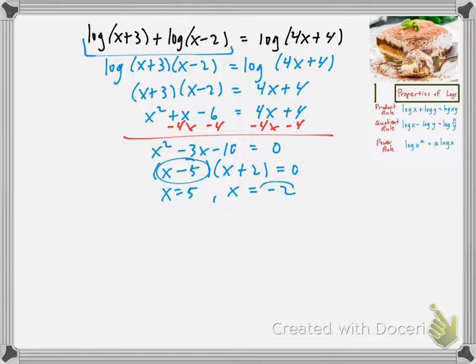And when we put a negative 2 in place of x, negative 2 minus 2 is going to be a negative number. So that's no good. That's an extraneous solution. 5, on the other hand, we could put a 5 in there, there, and there. So therefore, 5 is the winner.